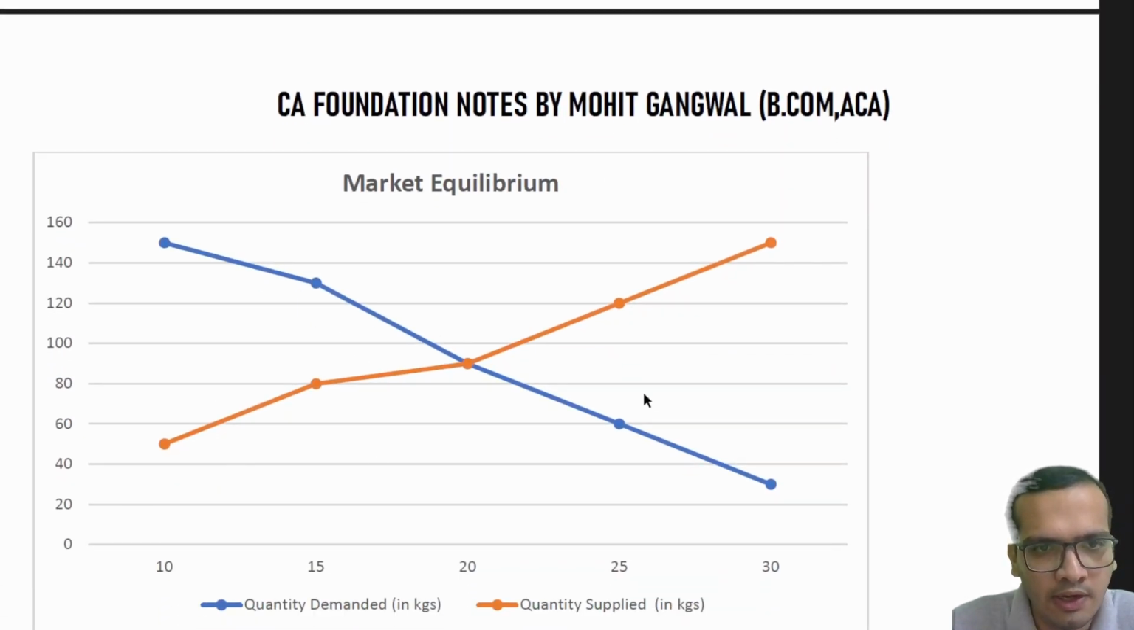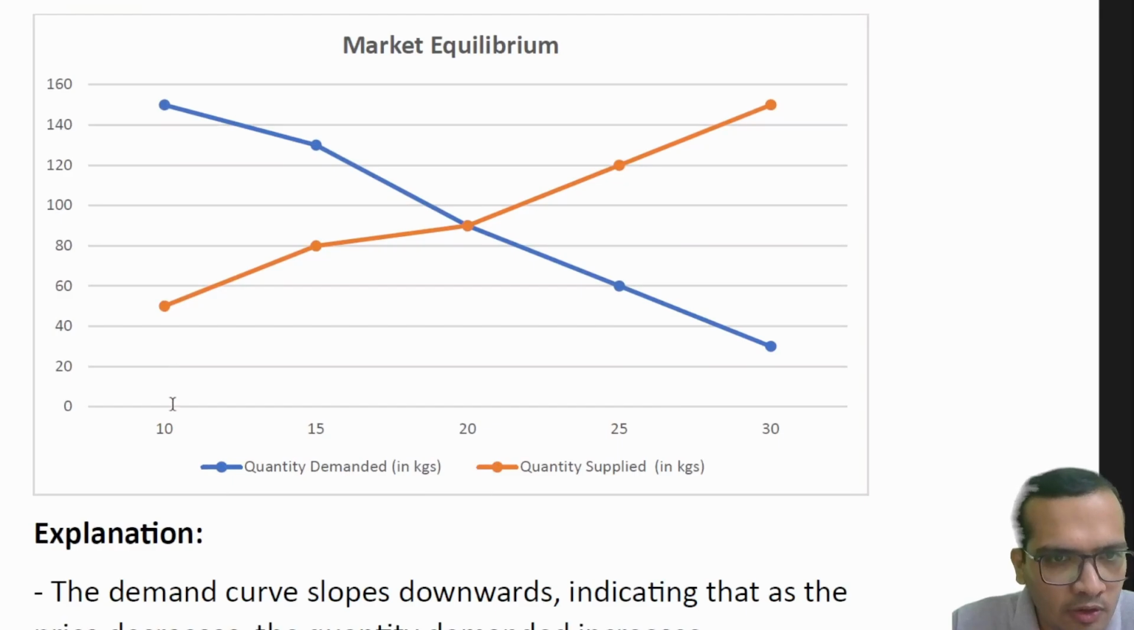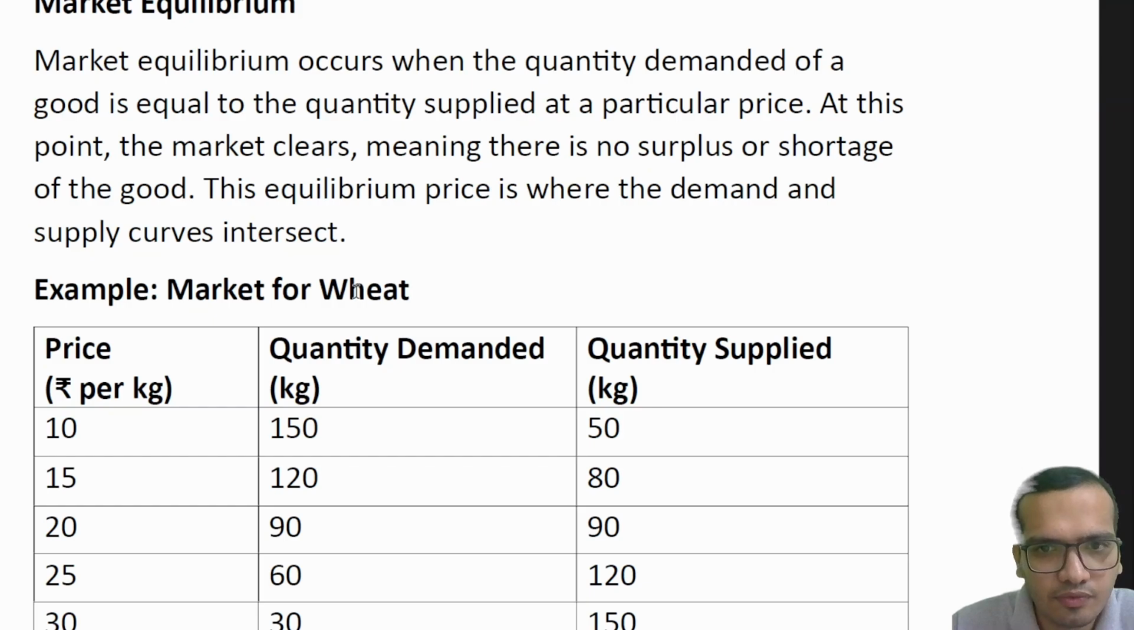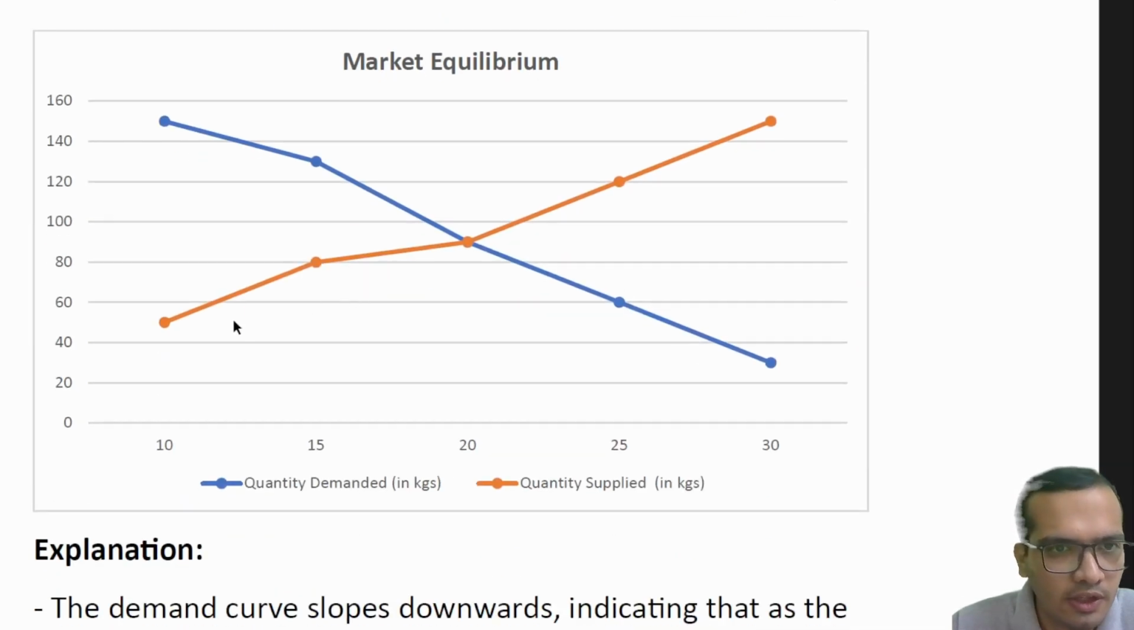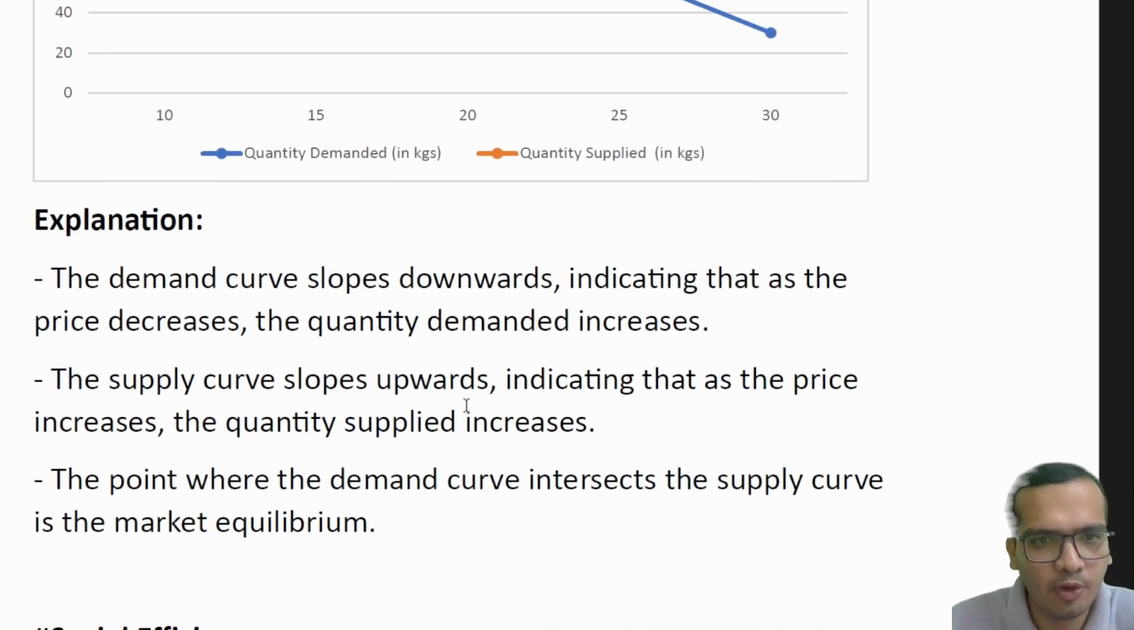Now this is the graph based on the data. These are the supplied points. Earlier it was around, I think, supplied 50, 80, 90, and this is the equilibrium point where demand equals supply, and this is our supply curve and this is the demand curve. The blue one is the demand curve. We have some pointers for it.